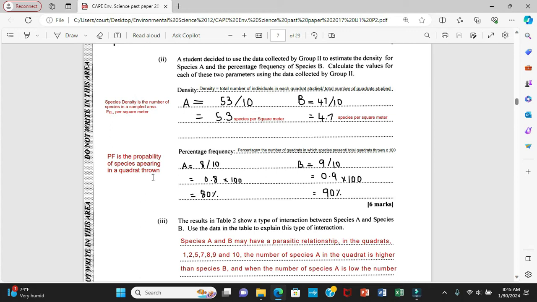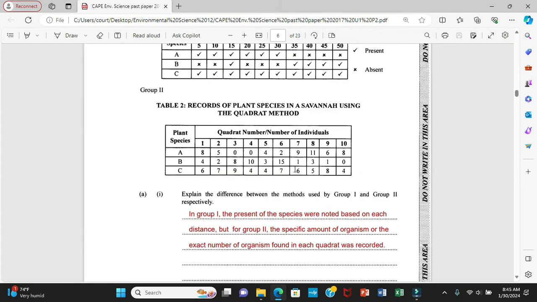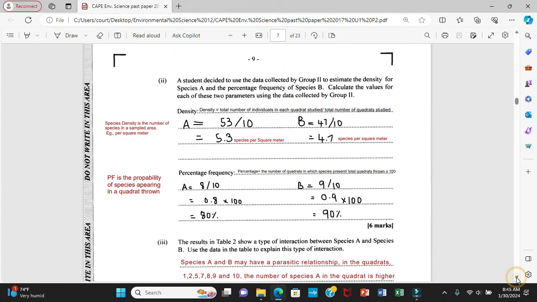And this is calculated from your results. Remember, you cannot calculate species density or species frequency without finding this out. So the species frequency is calculated from this. Alright, the formula is what you have to know, so when you're practicing, make sure you practice the formulas. You have to know them. So percentage frequency is the number of quadrats in which the species is present divided by the total quadrats thrown, times 100.